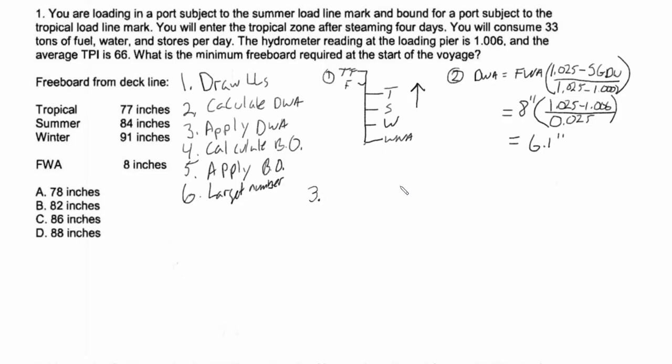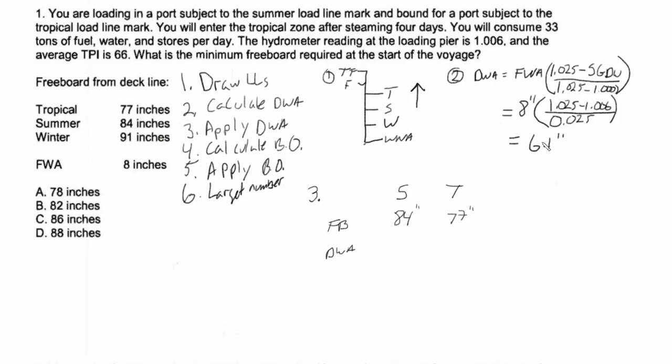All right. So we're going from summer to tropical. And what we're going to do is extract the required freeboard for summer and the required freeboard for tropical, and then we're going to apply our dock water allowance. Okay? So what's my freeboard required for summer? Well, it tells me in the capacity plan I need 84 inches. So for summer, I'm going to put 84 here. That's 84 inches. And for tropical, the capacity plan tells me I need 77 inches.